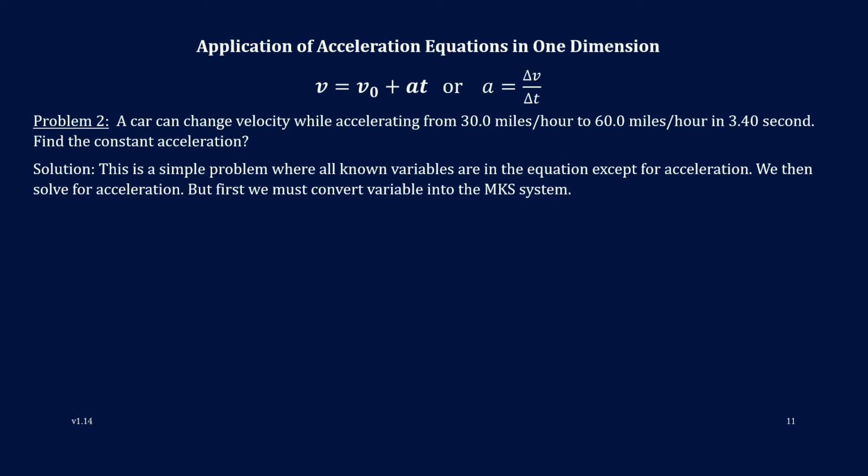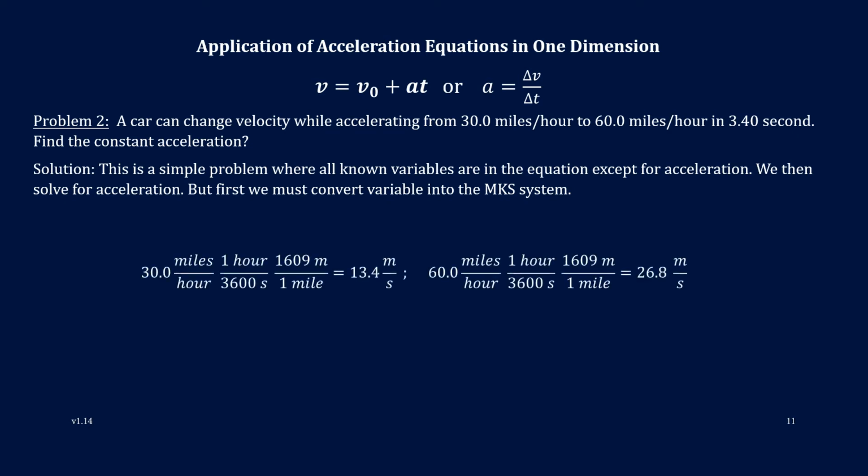This is a simple problem where all known variables are in the equation except for the acceleration. We then solve for acceleration. But first, we must convert these variables into the MKS system. The MKS system is meters, kilograms, and seconds. We don't want to work in miles per hour in this particular problem. Sometimes you would be able to, if they were asking you to find the answer in, say, miles per hour. In this case, we want to change it because we're working with an acceleration, and it would be pretty complicated to work in miles per hour while converting accelerations.